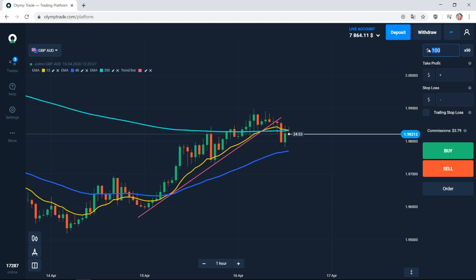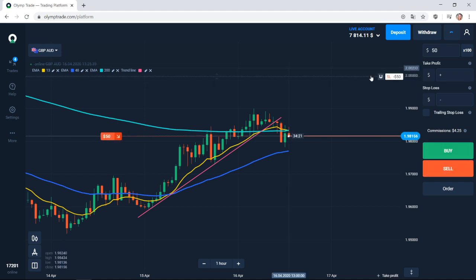I'm going to just decrease the amount of my trade slightly. I'm going to use $50. And with different assets and the different situations on the market, sometimes the multipliers will also change. So I'm going to use the 100 multiplier, and I'm going to click on the sell, the red button, because I believe that the price is going to go down. So when I click on sell, this is where my stop loss is. And also I'm going to go ahead and set my take profit.